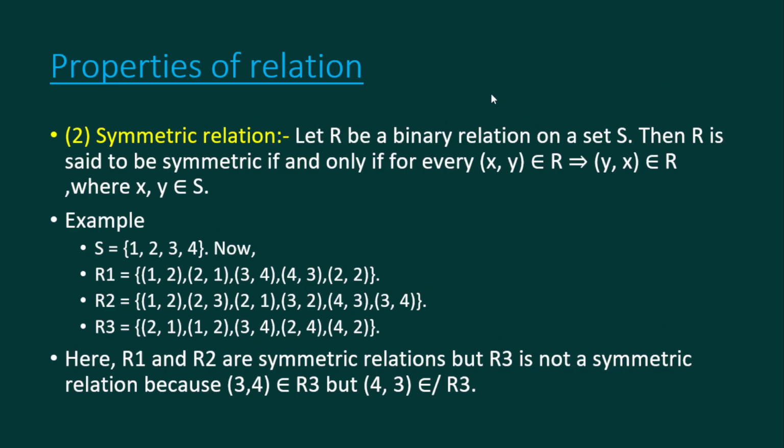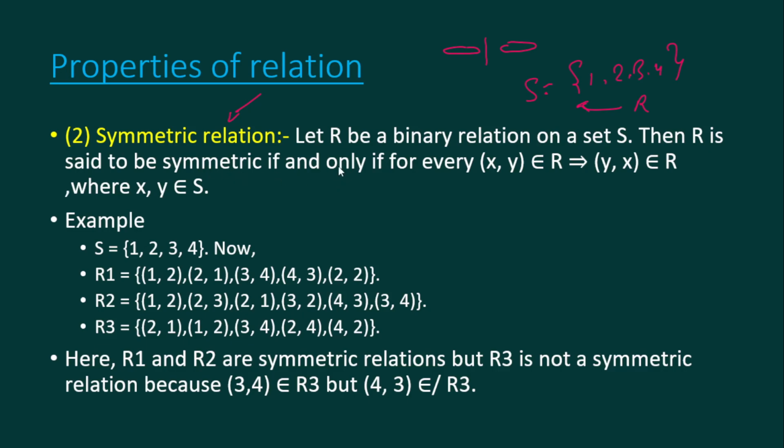Symmetric relation: we can see from the name, that is symmetry. The reverse should be equal to the original, then we say that this is a symmetry. So let R be a binary relation on set S. Same, we have the set S, 1 comma 2 comma 3 comma 4, and R is the relation of the set S.